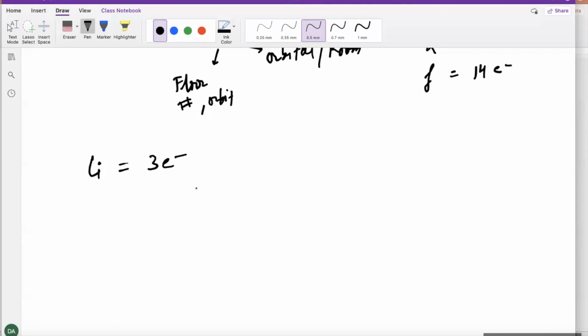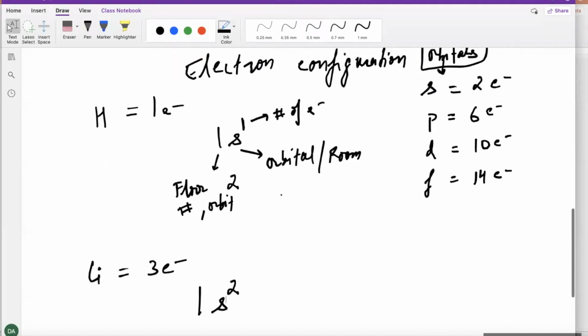When you write the electron configuration for lithium, you go to the first floor, you go to room S because that's the only option, and then you put how many electrons? You have a total of 3 electrons. So can you put 3 here? No, you cannot, because S can take maximum 2 electrons. So you stop at 2. S can take max 2 electrons, and that's it, no more than that.